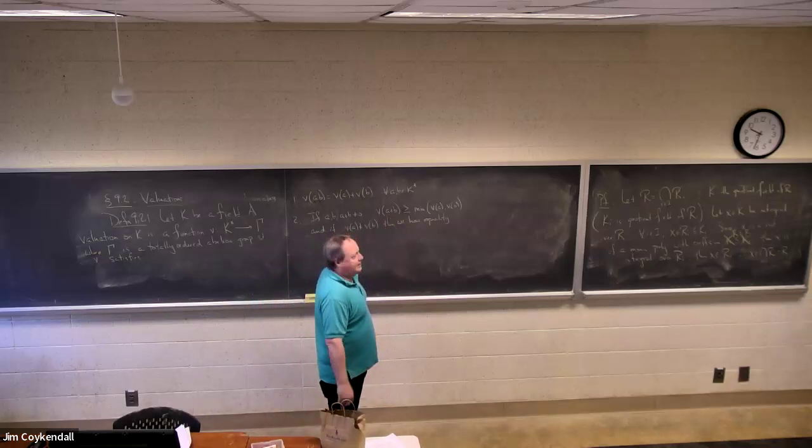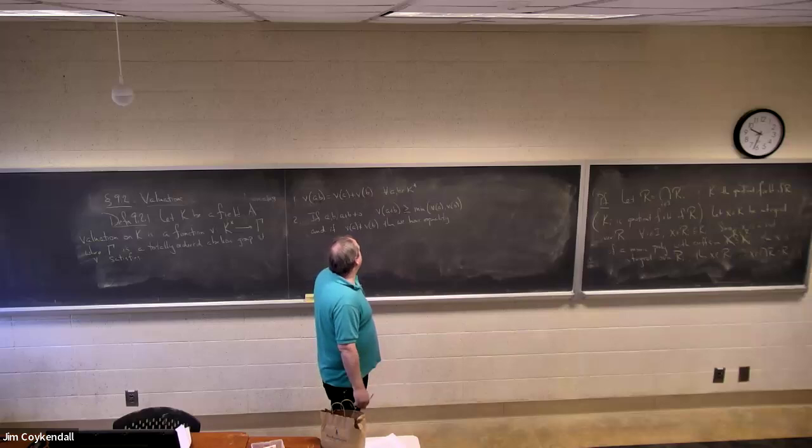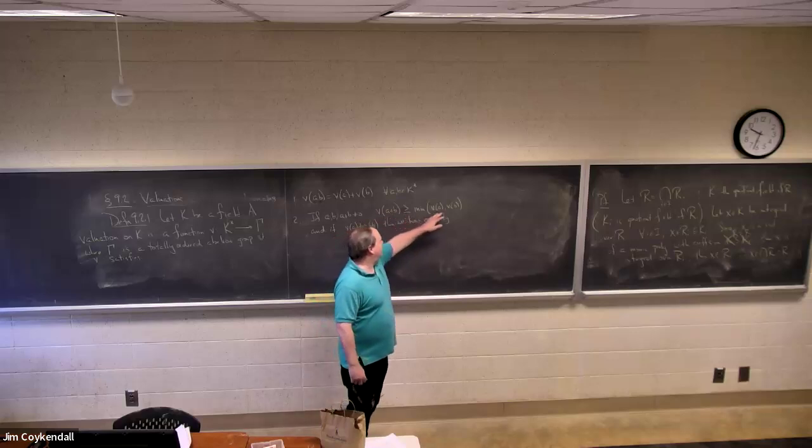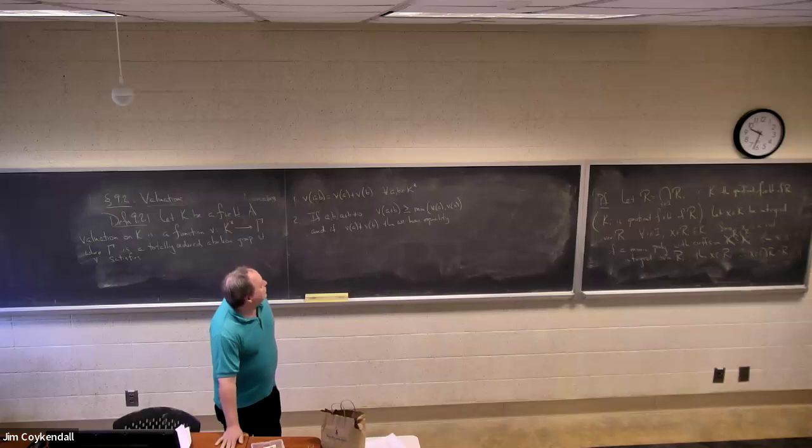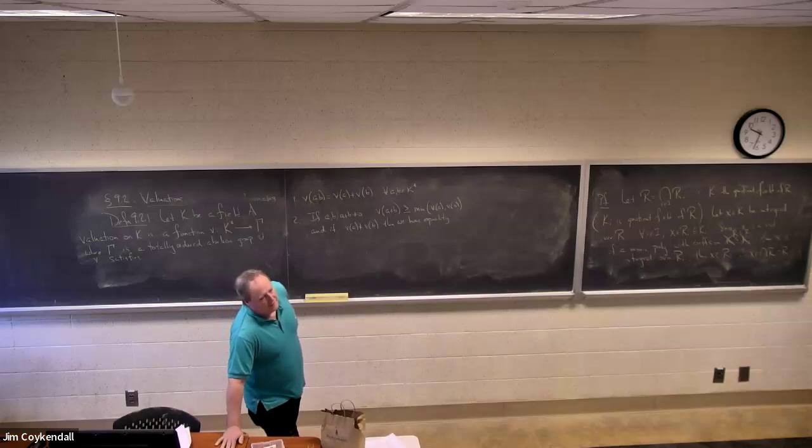This makes for a strong triangle right here. The value of A plus B, as long as the elements here are not zero, is greater than or equal to the minimum of the two.